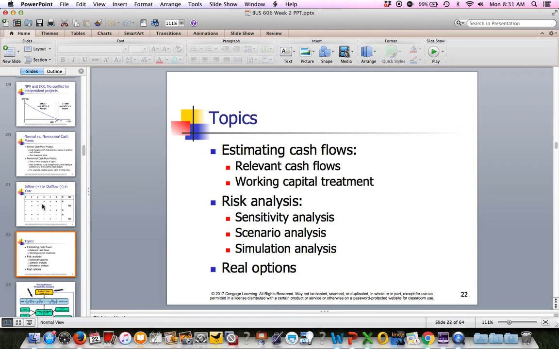Okay, so that was NPV and IRR. The next topic is cash flows. And that's really the two big topics in the chapter. So we're going to estimate cash flows and talk about what a relevant cash flow is. Then also talk a little bit about risk and options.